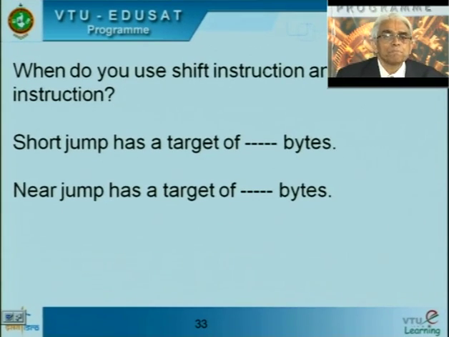Having said this, the last simple question: short jump has a target of dash bytes. It is plus or minus 127 bytes. Near jump has a target of dash bytes, it is plus or minus 32k.